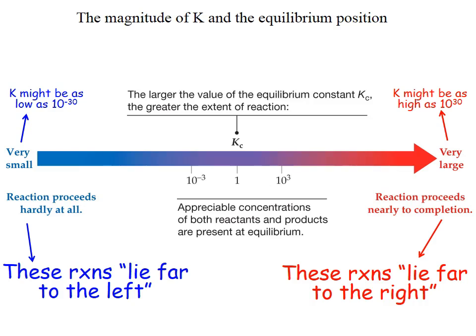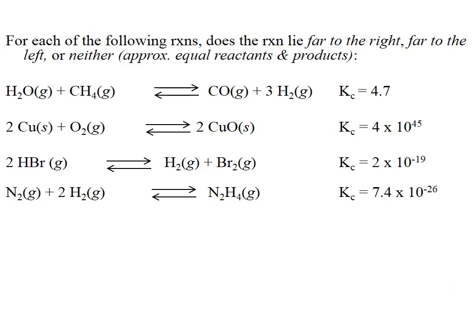Some equilibrium constants have K's near 1, which means that you have similar amounts of reactant and product at equilibrium. Now, for each of these examples, we can answer the question, does the reaction lie far to the right or far to the left, or neither, meaning approximately equal concentrations of reactants and products. So the first one, Kc of 4.7, that is a K value very close to 1. And so we would say that that one is neither.